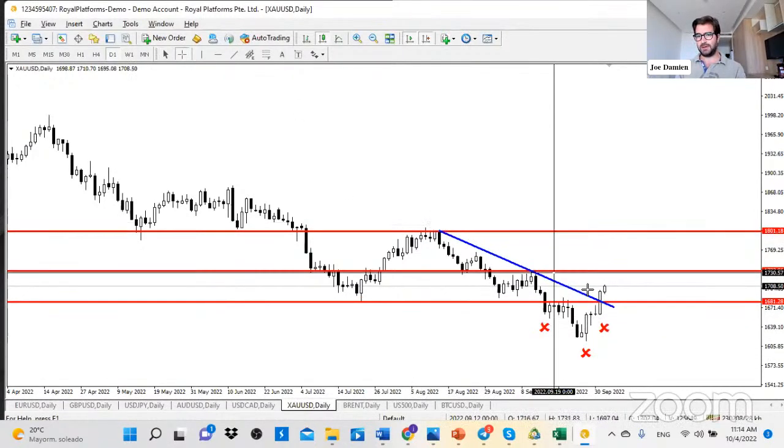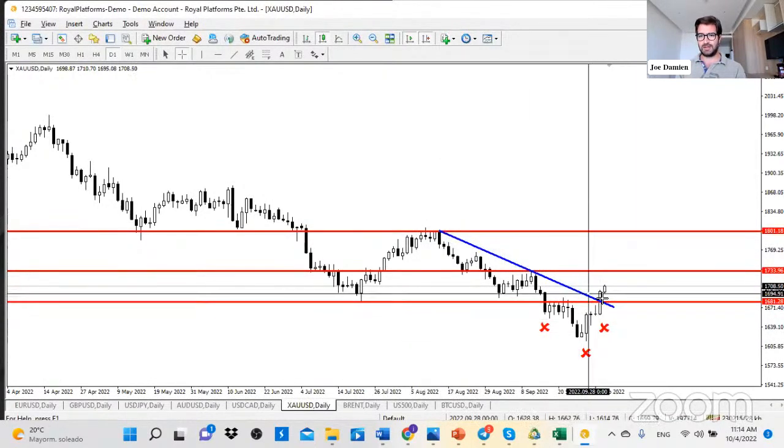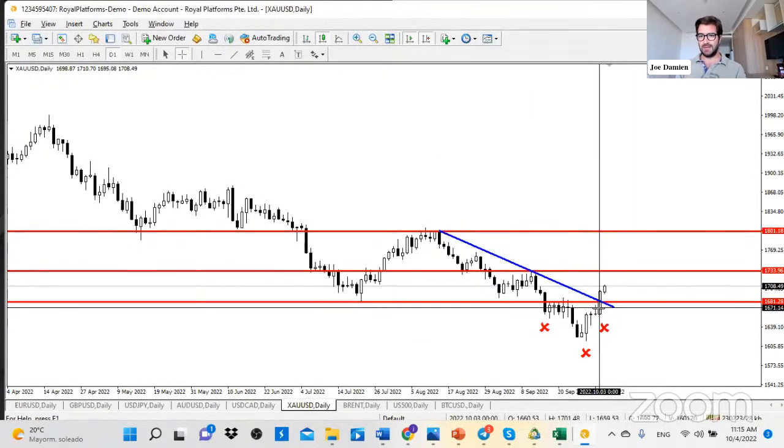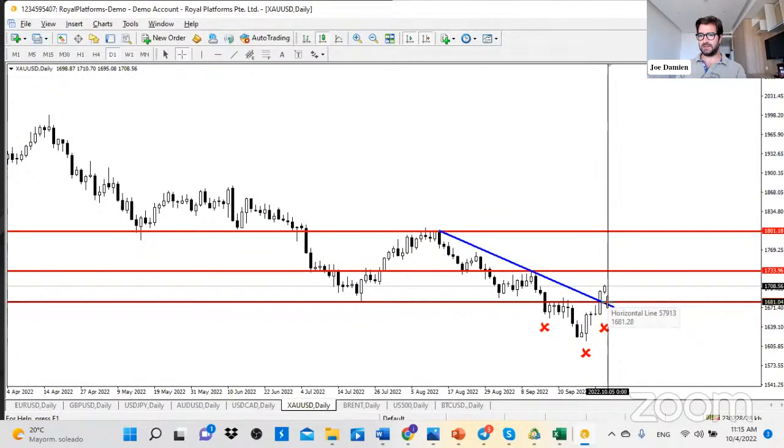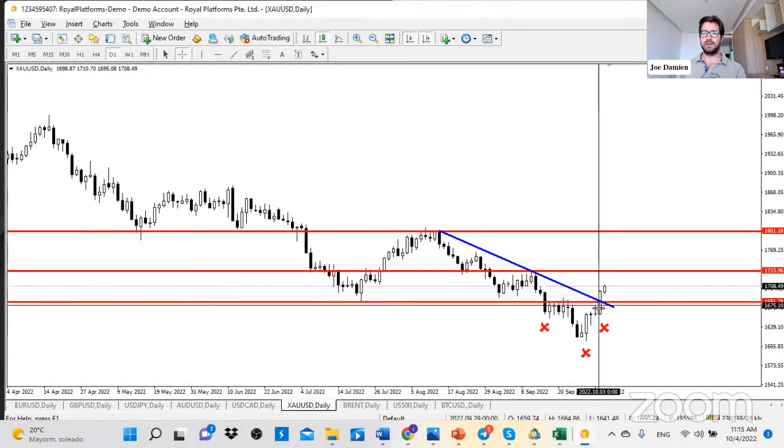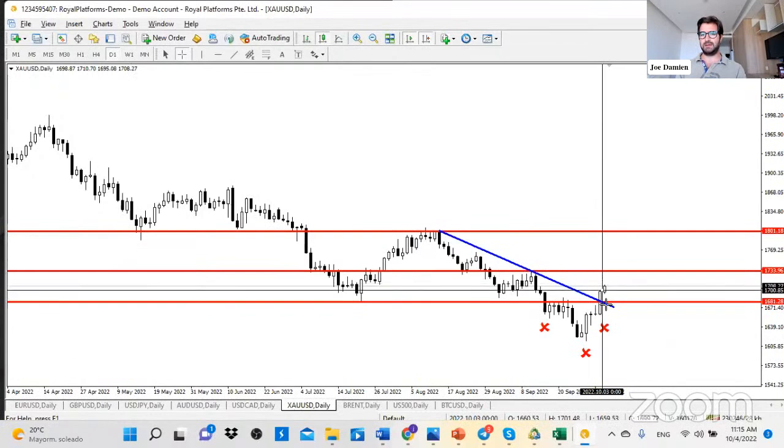We have a breakout of this bearish trend line to the upside. The daily bar closed above this support, 1681. So most probably the market will move to the upside.